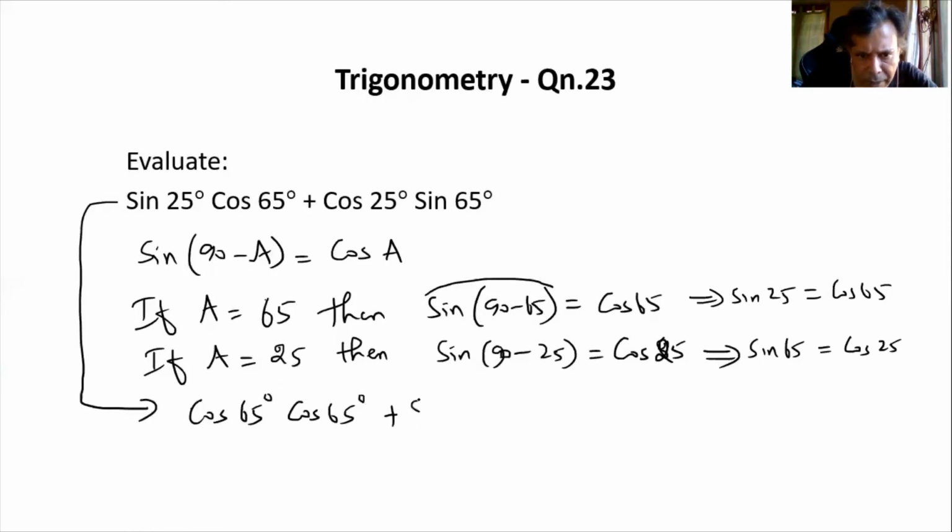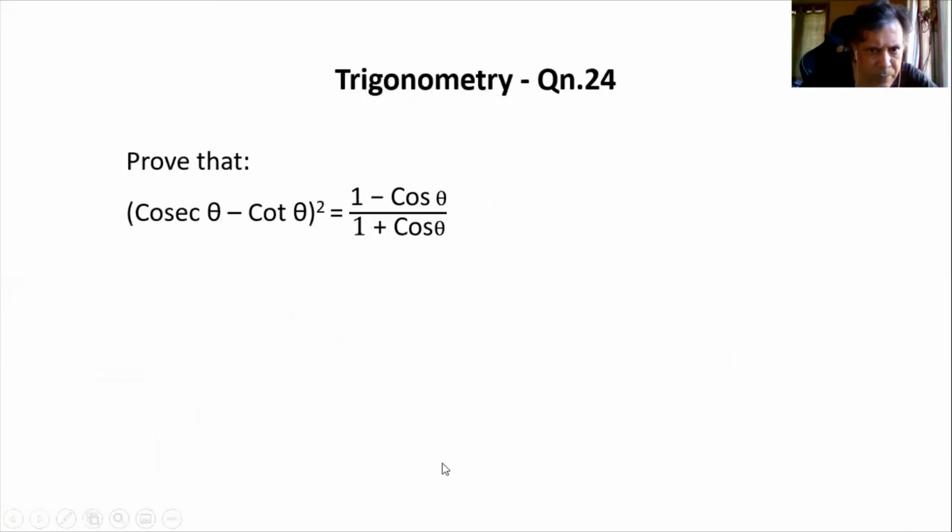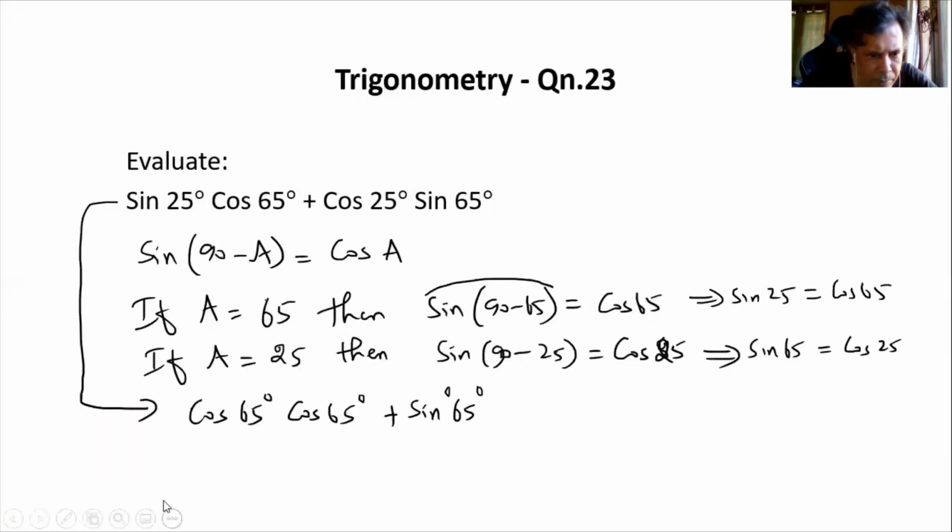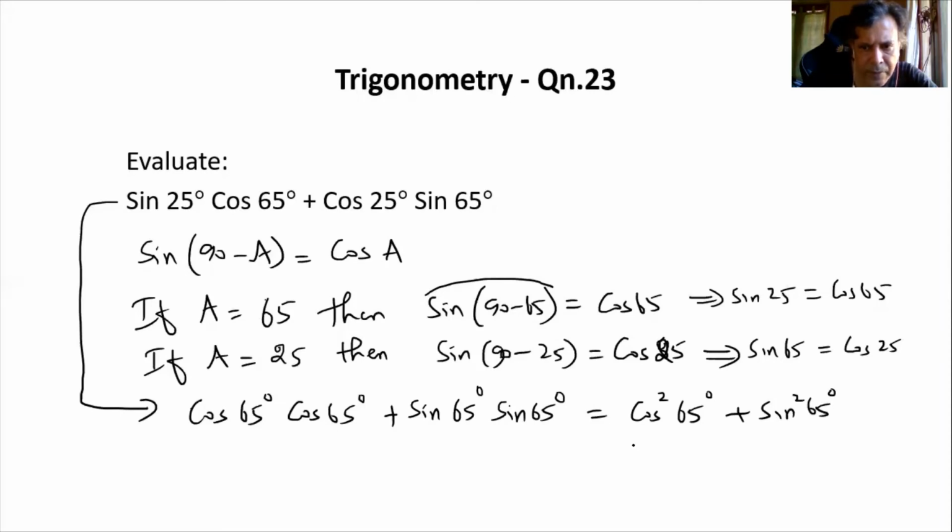So sine 65, sorry. And then sine 65 again. So the first one is cos square 65. Then second one is sine square 65. This will be ultimately 1. Let's move on to the next one.